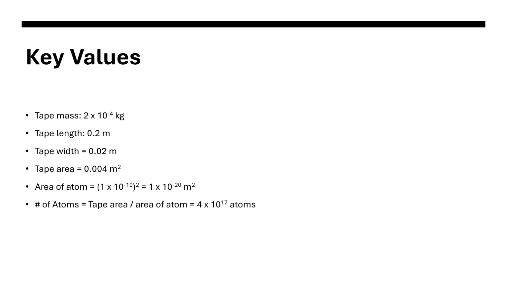Given that the length of an atom is 1 times 10 to the minus 10 meters, the area of an atom is simply that squared, giving 1 times 10 to the minus 20 meters squared for the area of an atom. Lastly, the number of atoms was given by dividing the tape area by the area of an atom, which returned 4 times 10 to the 17 atoms.